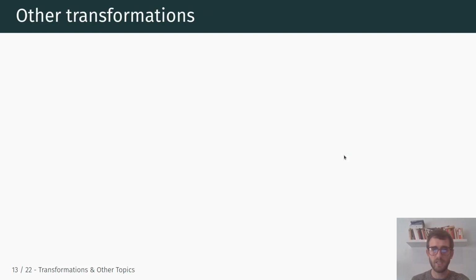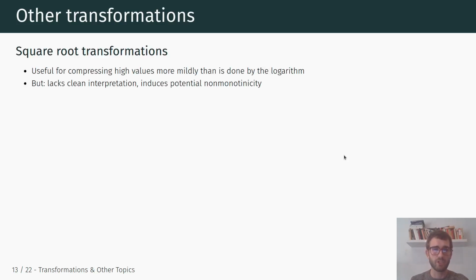Okay. There are other types of transformations, just very quickly, that are discussed in the book chapter as well. For example, one transformation that is mentioned is the square root transformation, which can be useful. It's kind of similar to the logarithmic transformation, but it can be useful for compressing high values more mildly than is done by the logarithm, right? So this compression for extreme values is a little bit less strong for the square root transformation, so you can consider that as a possible alternative.